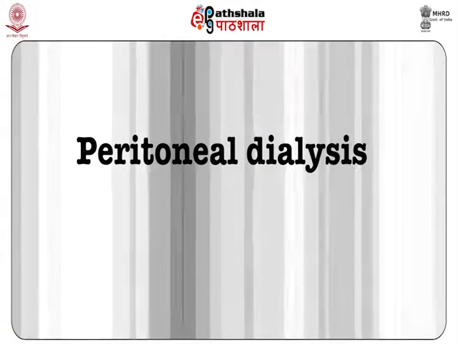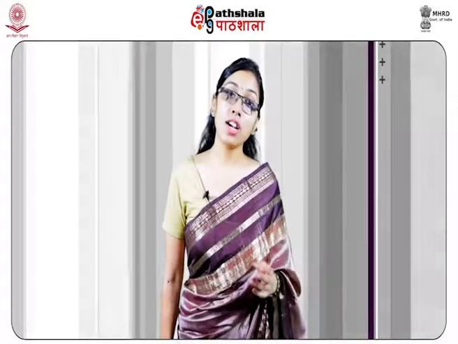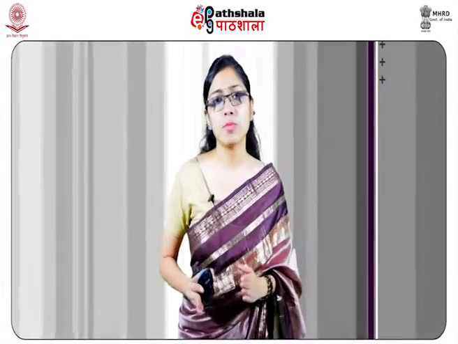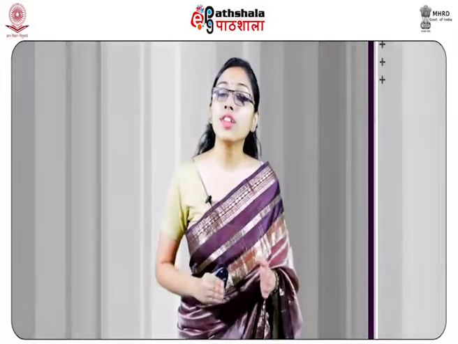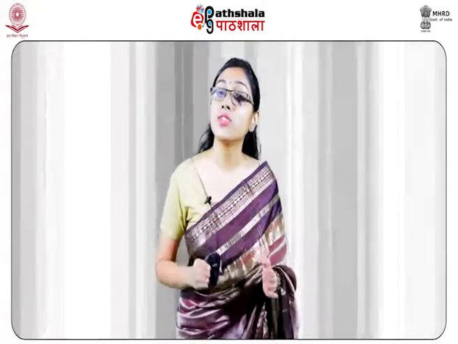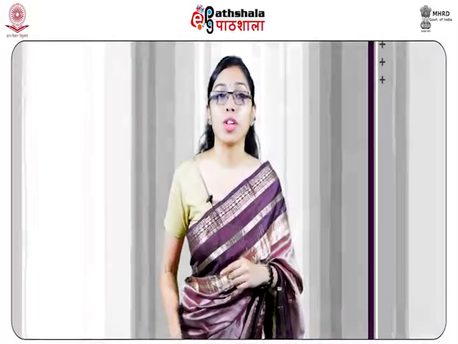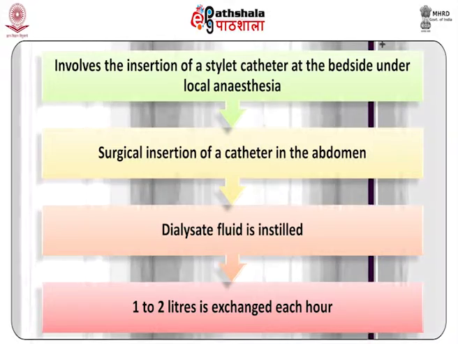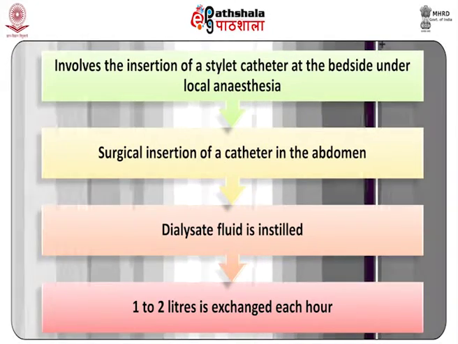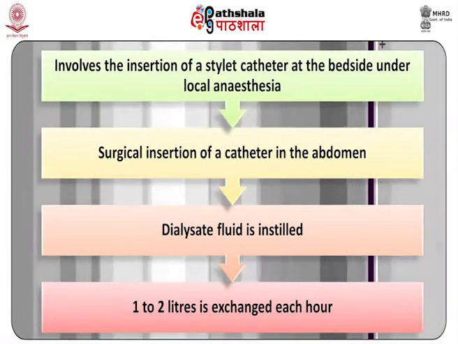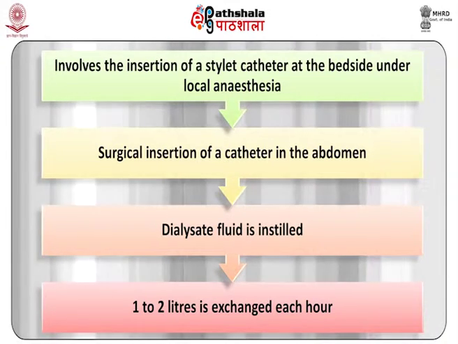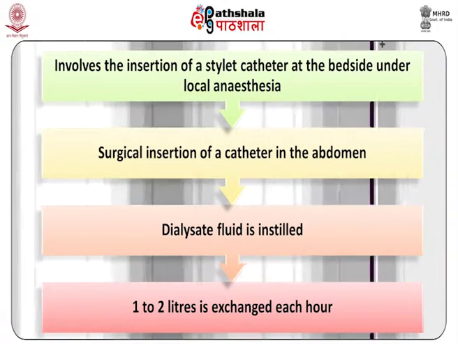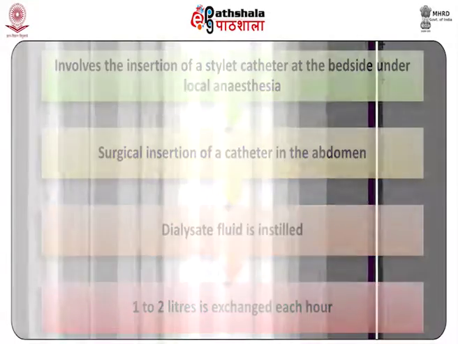Next is peritoneal dialysis. Peritoneal dialysis works on the same principle as hemodialysis, allowing the diffusion of toxins from mesenteric capillaries across the peritoneal membrane into the dialysate dwelling in the peritoneal cavity. It involves the insertion of a stylet catheter at the bedside under local anesthesia or the surgical insertion of a catheter in the abdomen. Dialysate fluid is instilled and around 1 to 2 liters is exchanged each hour.